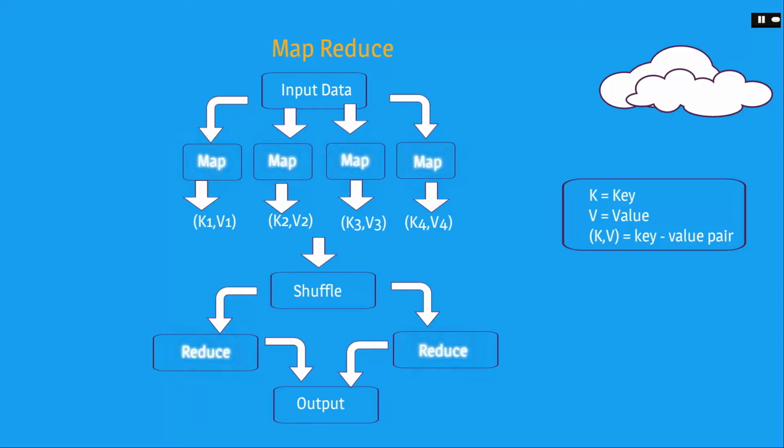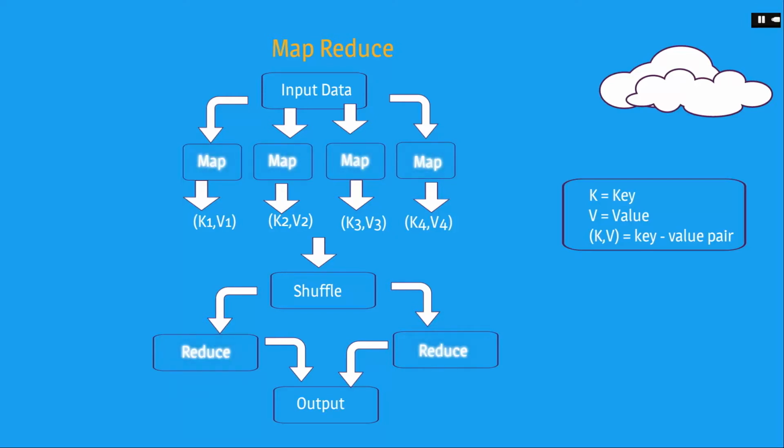The term MapReduce refers to two distinct tasks that Hadoop programs perform. The first is the map job. The map job takes input data, processes it, and produces key-value pairs. Then the reduce job takes those key-value pairs and combines or aggregates them to produce the final result. As the name suggests, the reduce job is always performed after the map job.